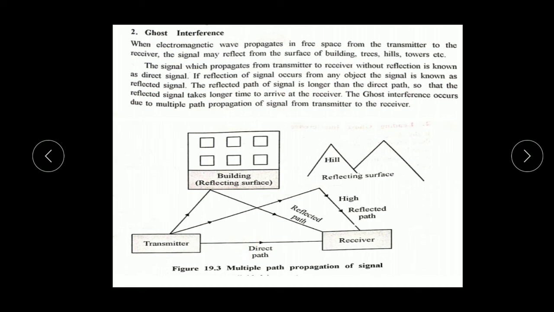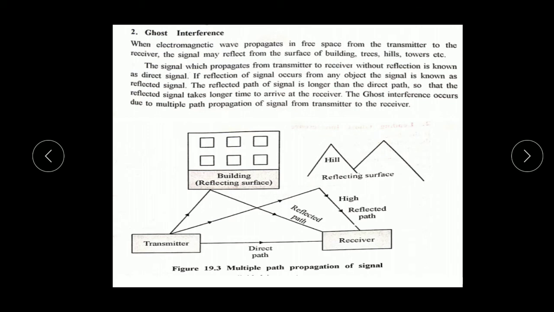If reflection of the signal occurs from any object, the signal is known as a reflected signal. So this signal is reflected from the building, and this signal is reflected from the hills. This kind of signal is known as a reflected signal.